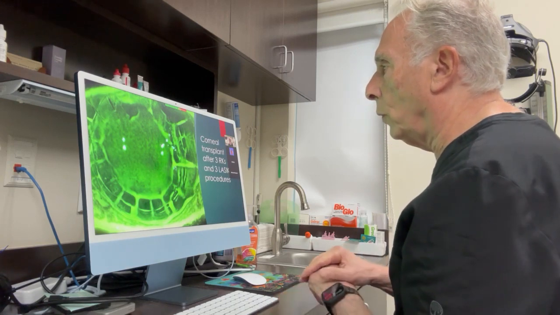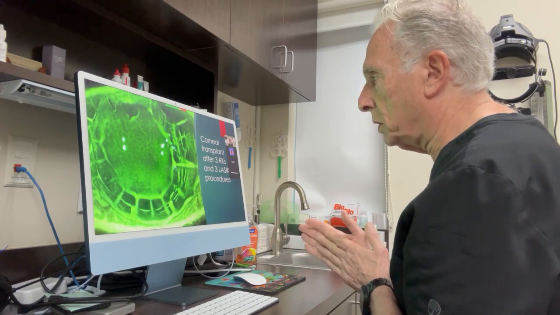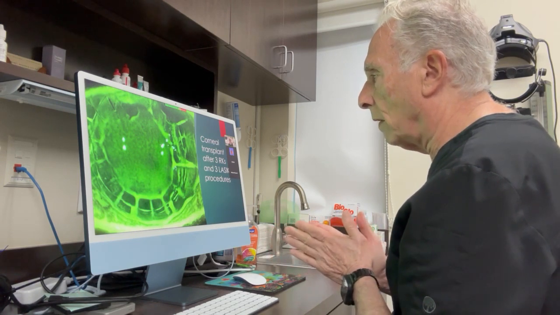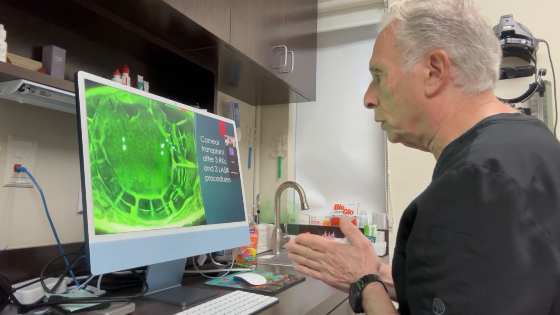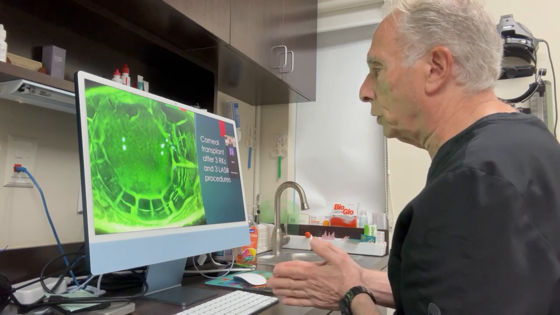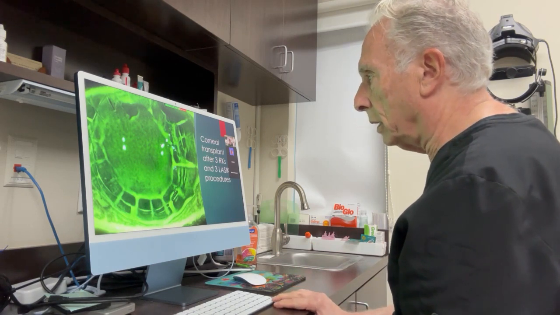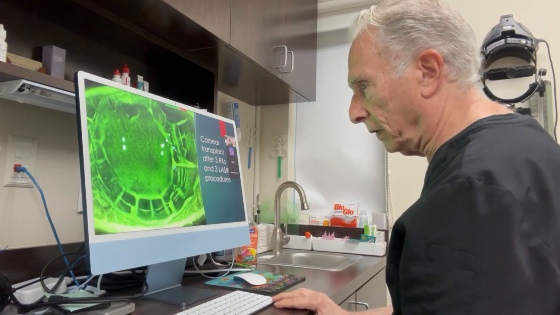Here's an eye that underwent three separate RK surgeries over 30 years ago, followed by three separate LASIK surgeries many years later, followed by a corneal transplant surgery about 8 months ago. You can see the cuts, you can see the outline of the LASIK flap.